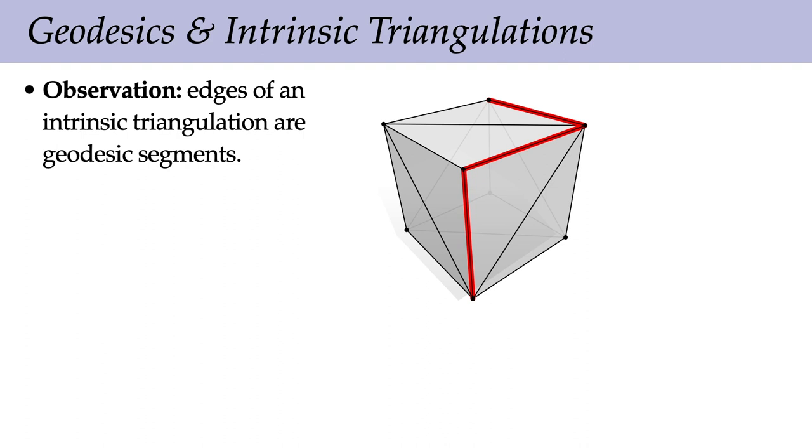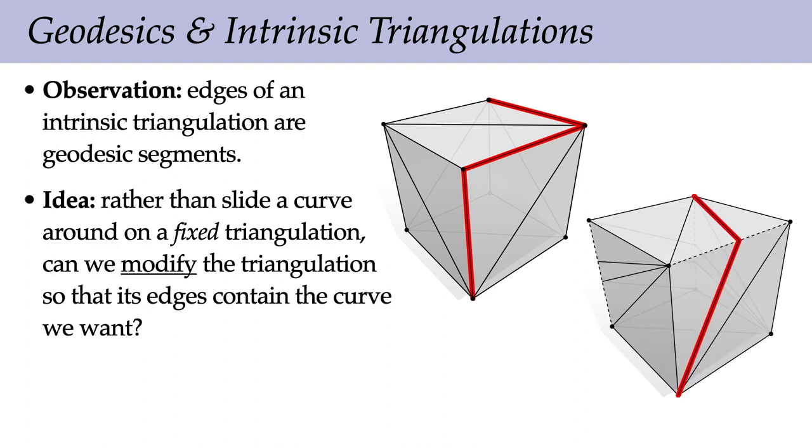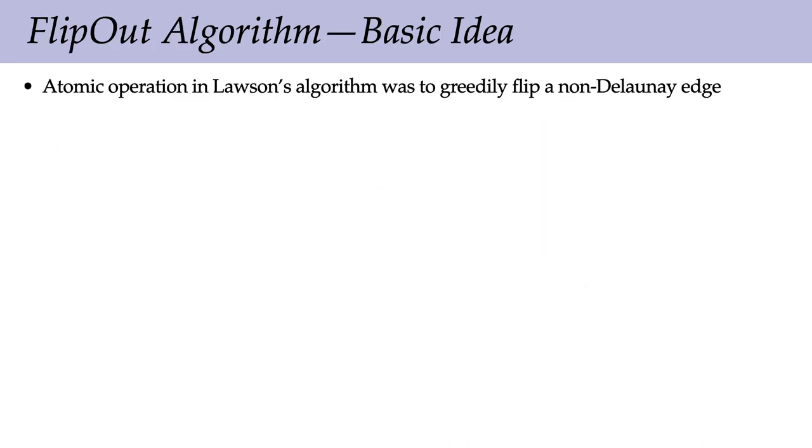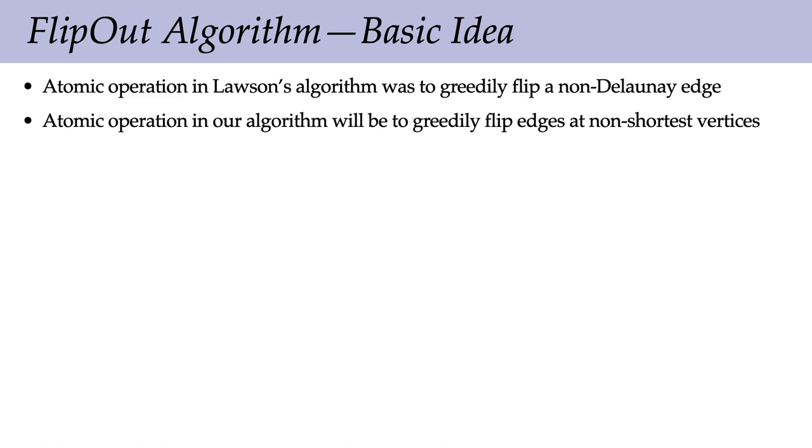The motivating observation for this algorithm is that the edges of an intrinsic triangulation are already geodesic segments. And we have all of these nice data structures and operations that make these segments very easy to manipulate. So what if we could just modify the triangulation by performing some of these operations so that it contains the edge we want as a geodesic? And that's the main idea behind this algorithm. Remember that the atomic operation in Lawson's algorithm for flipping was to greedily flip non-Delaunay edges. Well, taking some inspiration from that, we'll instead greedily flip edges at non-shortest vertices until we eventually get out a geodesic path.